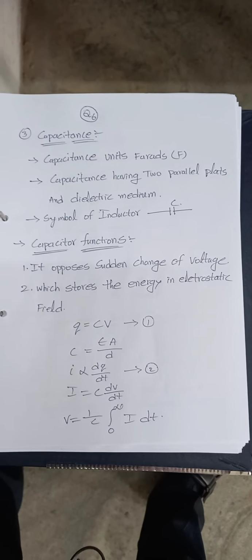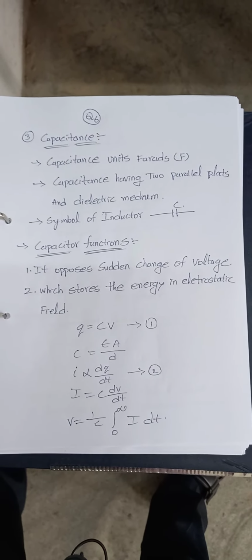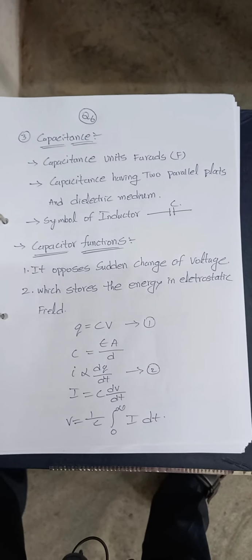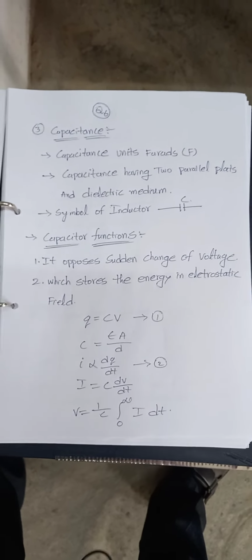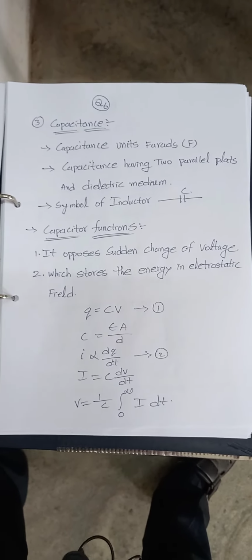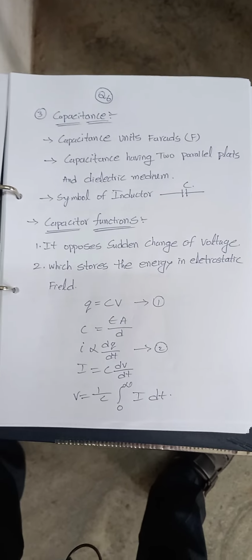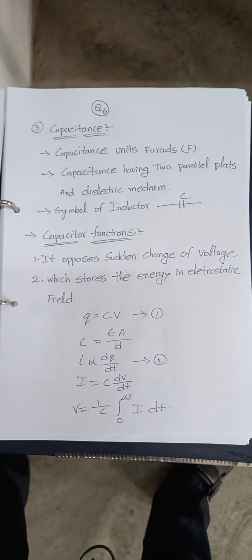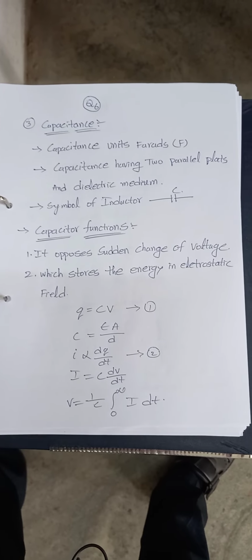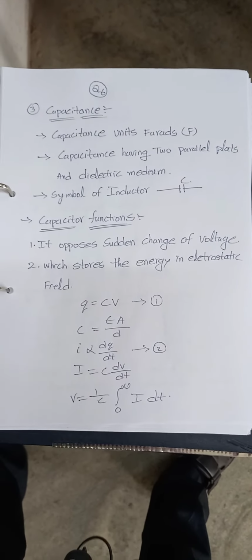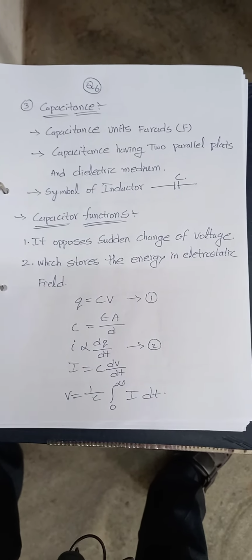completely opposite to inductance. In an inductor, it opposes the sudden change of current, but in a capacitor it opposes the sudden change of voltage. That one is a current and this one is a voltage. The inductor stores the energy in an electromagnetic field, but the capacitor stores the energy in an electrostatic field. The formulas are given here, gunshot formulas.